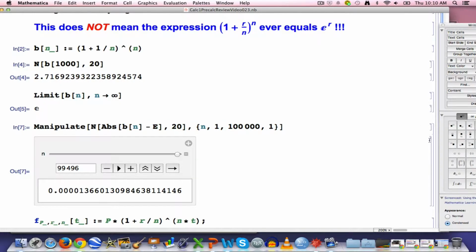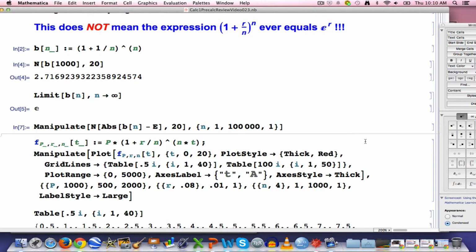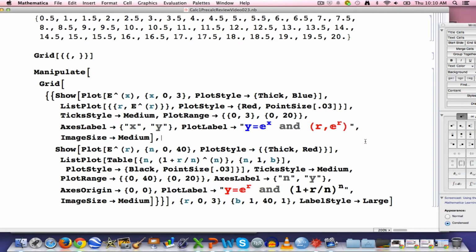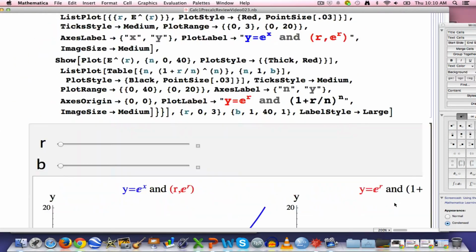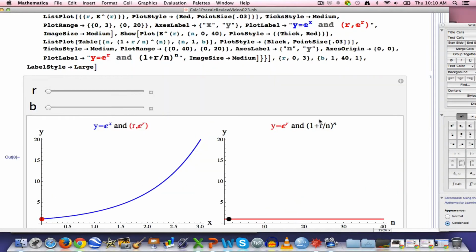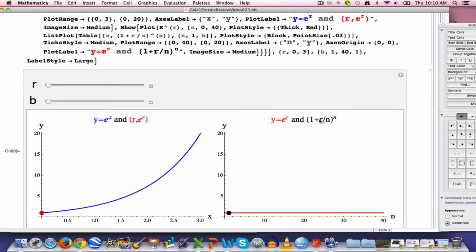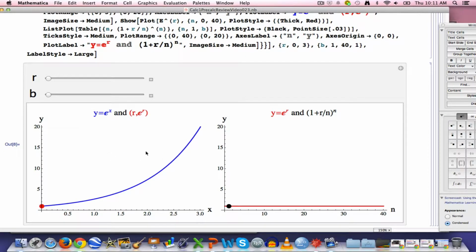All right, for the rest of the video, I want to focus on visualizing this and looking at some Mathematica code. Here I've got Mathematica code that's going to give us these two graphs. I'm going to show you the code in a little bit more depth after I think about the graphs. What are these graphs? Well, I have labeled them in the way you should think of them. The blue curve on the left is the graph of y equals e to the x, with x and y axes here. The red dot on that curve is the dot whose coordinates are r and e to the r.